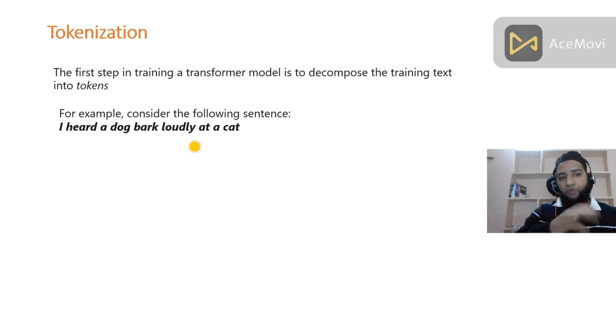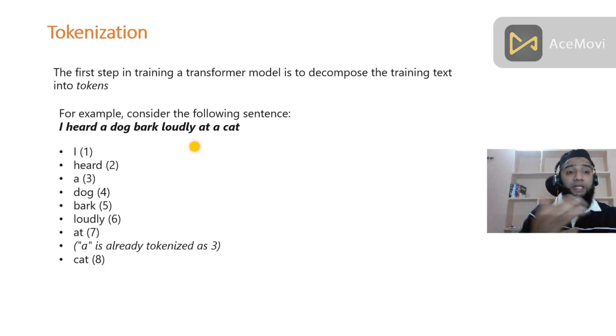Okay, when you feed this particular sentence to your LLM, what it does is it breaks it down into tokens, and this is what happens. I is assigned number 1, heard is 2, a is 3, dog is 4, so on and so forth till cat, which gets number 8. All right, this is what tokenization is.